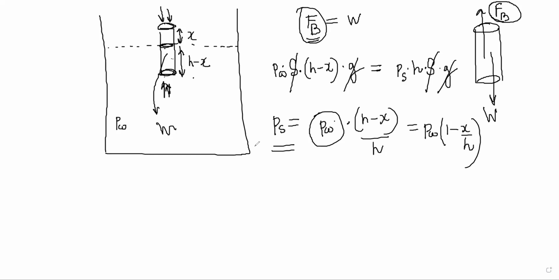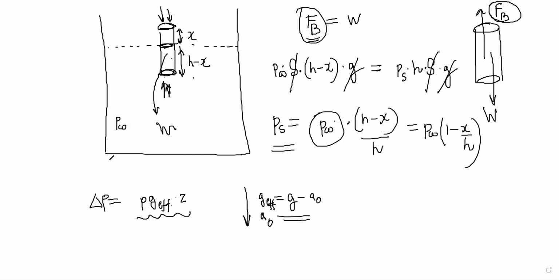So basically, in any situation, change in pressure is equal to rho of the liquid, G effective, into height. And here G effective is G plus A naught because you're going up with acceleration A naught. If you are going down with acceleration A naught, you would have G effective is G minus A naught. So in case the elevator was freely falling, the change in pressure would have been zero because G effective would have been zero. So that is simple enough.